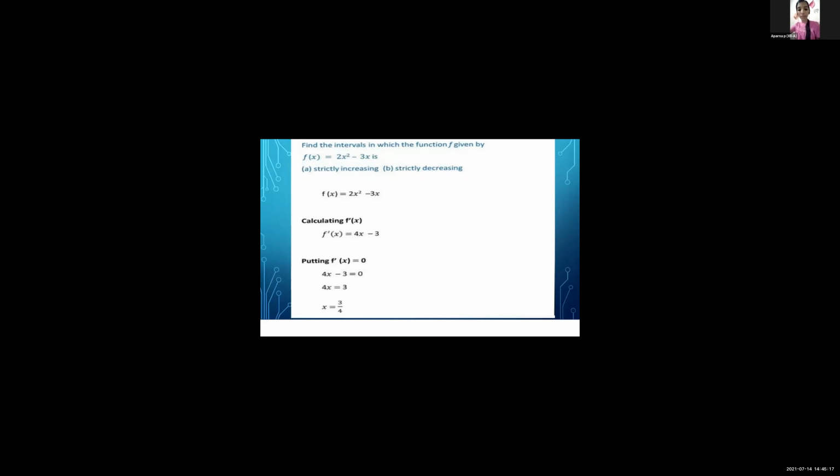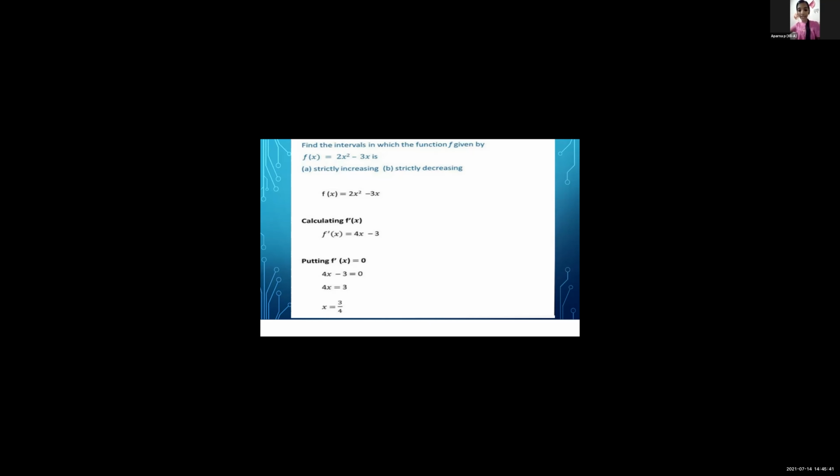So f dash of x means 2 into x square. The derivative of x square is 2x raised to 1. So 2 into 2x minus 3 into the derivative of x, which is 1. So 2 into 2x minus 3 into 1, that is 4x minus 3. So you can see that f dash of x is equal to 4x minus 3. That is the derivative of that function.